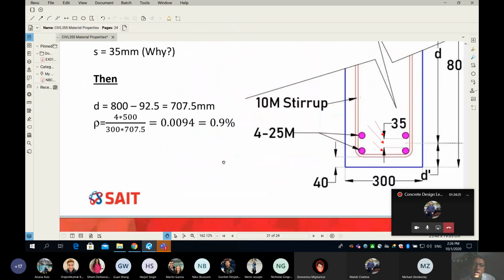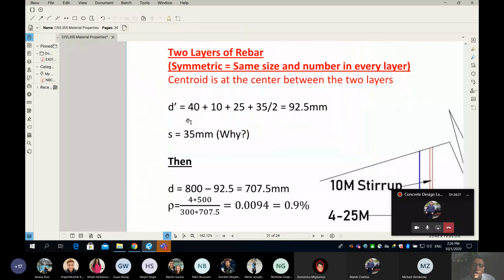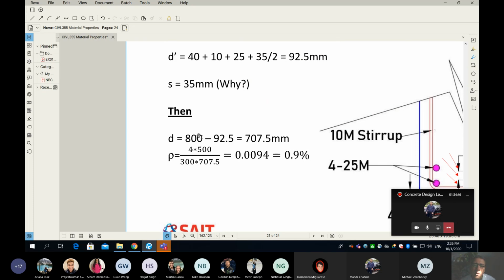Let's do that. Here we go. So we have D prime equal to 40 cover, 10 millimeter stirrup, 1 bar diameter, and then half of the spacing, 92.5. And I'm asking you, why 35? Please go back 2 slides ago and you will find the answer. The assumption here is the aggregate size is 20 millimeter. Now, once we find the D prime, we're able to find the D, very simple, same 800 minus 92.5, you get 707.5.